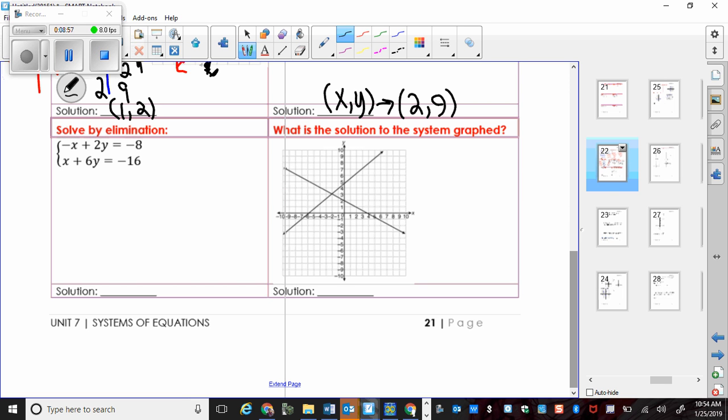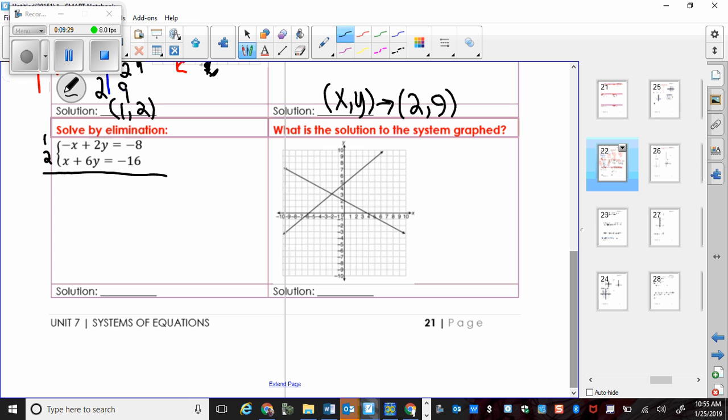Now, solving by elimination, we label our equations. This is what we look for here. We look for an x and y on the same side of the equal sign. Check equation number 1, equation number 2. That's true. We look for variables with the same coefficient. That would be x. And then we look to see if those coefficients are opposites. And they are. So we're in a good place here.